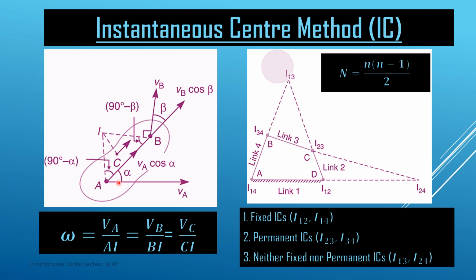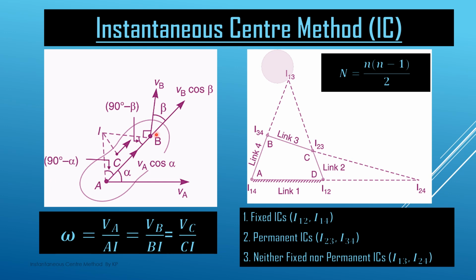As we discussed, first we draw a line perpendicular to this VA vector, and this line is called AI. Similarly, we know the direction of the velocity vector VB, so we draw a line perpendicular to this VB vector, and these two lines meet at point I. So this I is the instantaneous center about which the whole link seems to have a pure rotatory kind of motion.